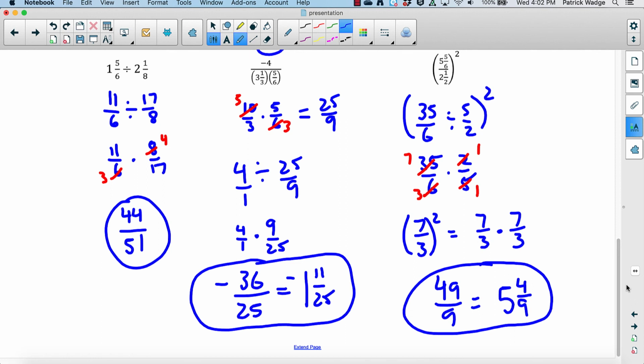So that was a lot of questions. Feel free to go back and look at any ones that gave you troubles. Otherwise, that is how you multiply and divide fractions. Next day, addition.